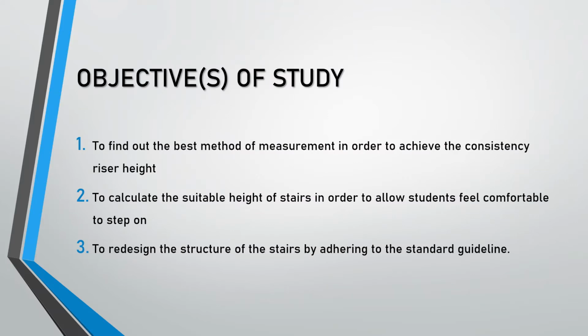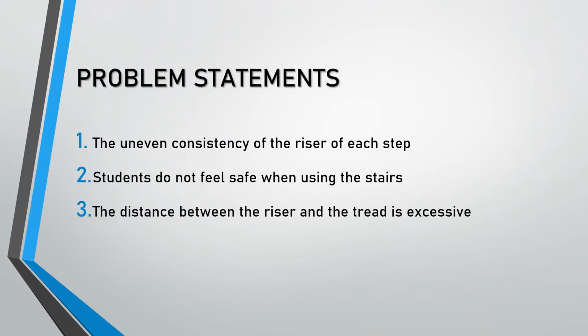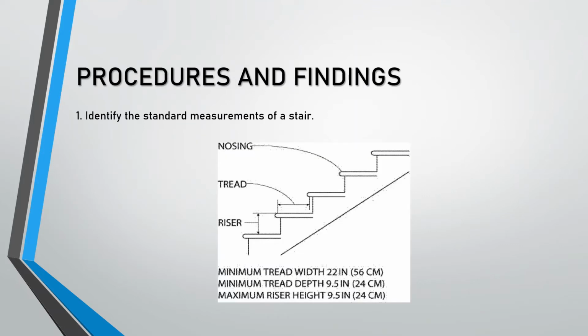The objectives of the study are to find out the best method of measurement in order to achieve consistent riser height. Second is to calculate the suitable height of stairs in order to allow students to feel comfortable to step on. And last is to redesign the structure of stairs by adhering to the standard guideline. The problem statements are the uneven consistency of the riser of each step, students do not feel safe when using the stairs, and the distance between the riser and the tread is quite excessive. That makes it a big mistake.